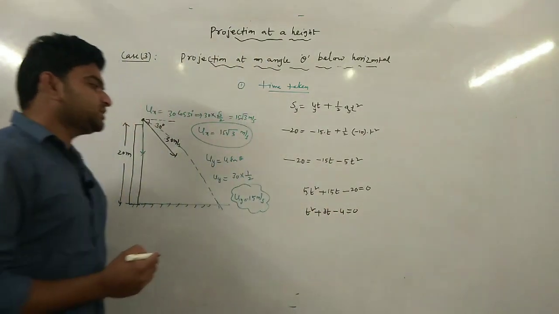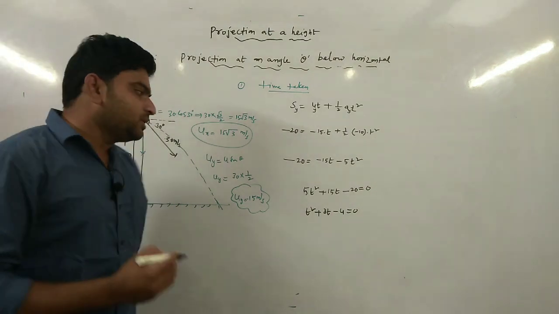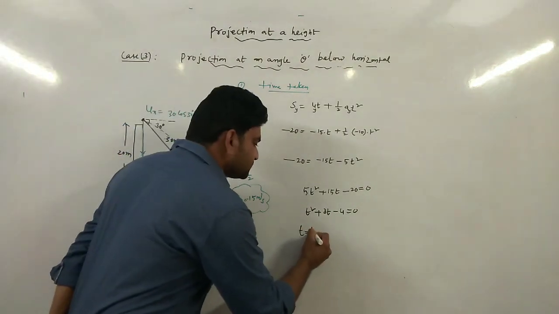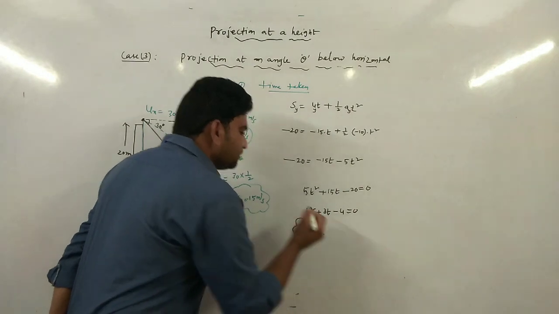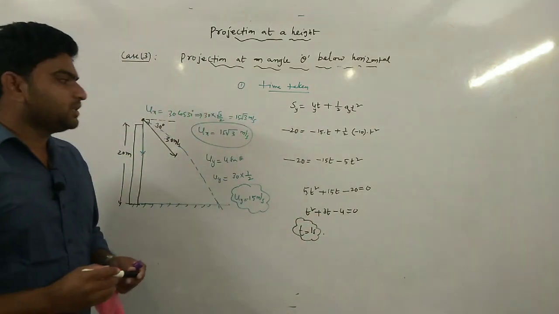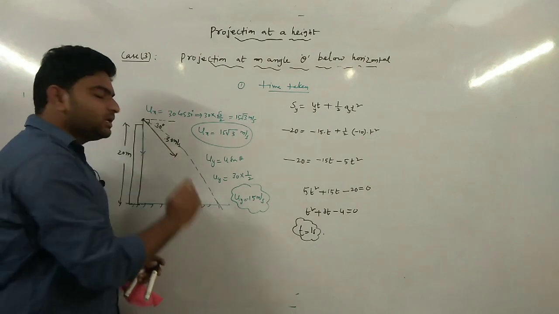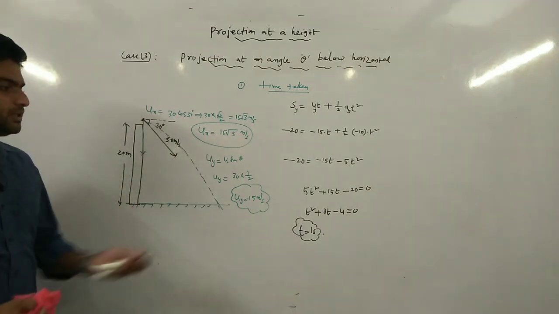If you do simplification of this particular quadratic equation, you can find out the t value as 1 second. You can try it once. You can find out the t value as 1 second. That means the time taken by the body to hit the ground is 1 second. We got the time value.